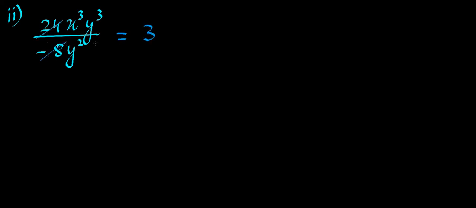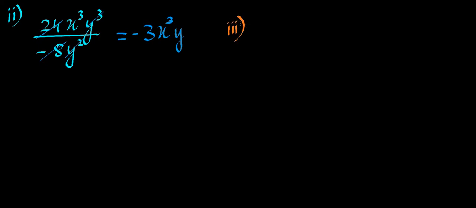Let's move ahead to the next sub-question, which is over here. It says 24 x cube y cube divided by minus 8y square. This is equal to minus 8 1 times, minus 8 3 times, only one negative sign, so it will continue to be there. X cube won't be cut because there is no x in the denominator. Y cube by y square, only one y left. This is the answer. Moving ahead to the next sub-question, sub-question 3.